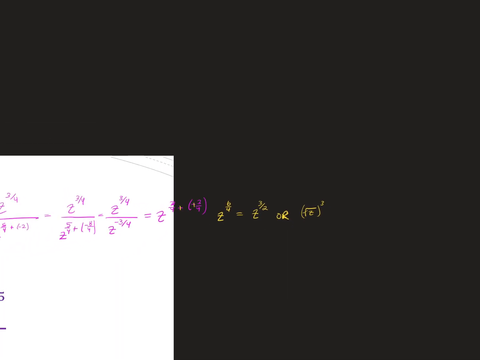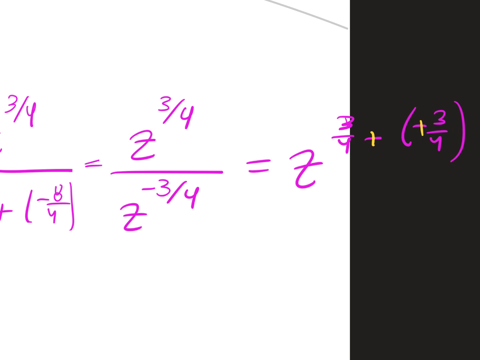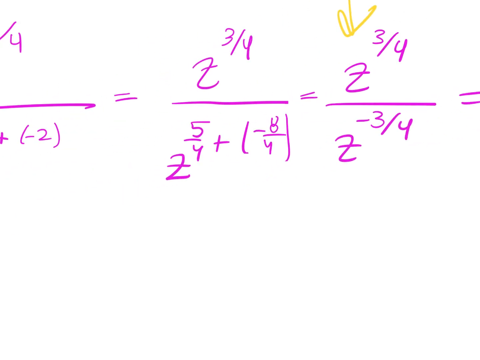How did you know to do the subtraction? Because I have same bases right here. Do you see where we have the same bases? And we're dividing z to the 3/4 divided by z to the negative 3/4. So our rule is if you are dividing bases that are the same, you subtract the exponents. So in this case, when we say 3/4 minus a negative, it becomes a positive. With multiplication, do you add? Yep. When you're multiplying same bases, you add. Good. All right. Two more examples.